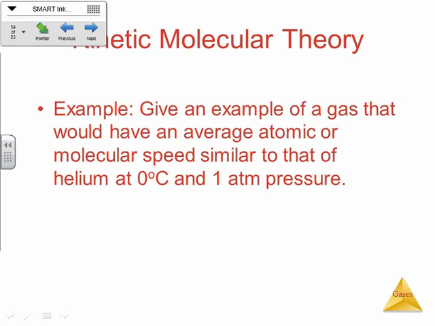All right, another example. We're doing lots of examples here. Give an example of a gas that would have an average atomic or molecular speed similar to that of helium at 0 degrees Celsius and 1 atmosphere of pressure. Okay, so again, if we're thinking about the big dog, small dog thing, given the same temperature and the same pressure, so again, the key here, 0 degrees Celsius, they're both at 0 degrees. They have the same temperature, so they both have the same average kinetic energy.